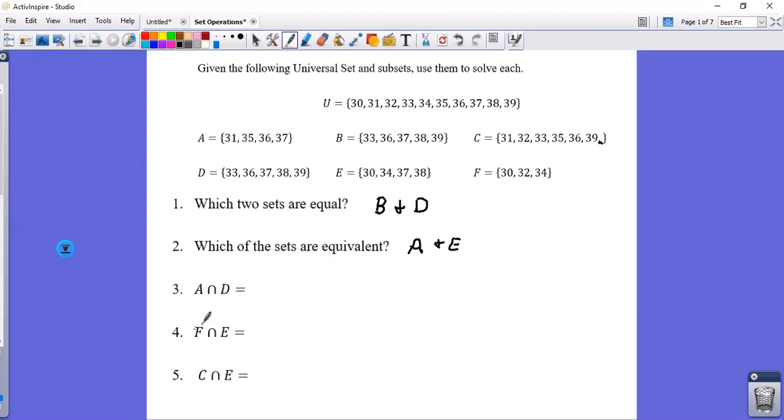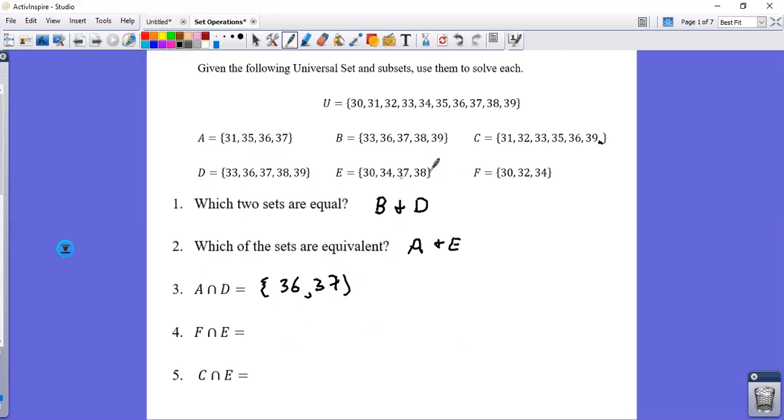All right. So what is intersection? Intersection is what they share, right? What they have in common. Where does A intersect D? A and D both have 36 and 37. So use set notation, the squiggly brackets, braces, 36, 37. Intersection, what do they both have?